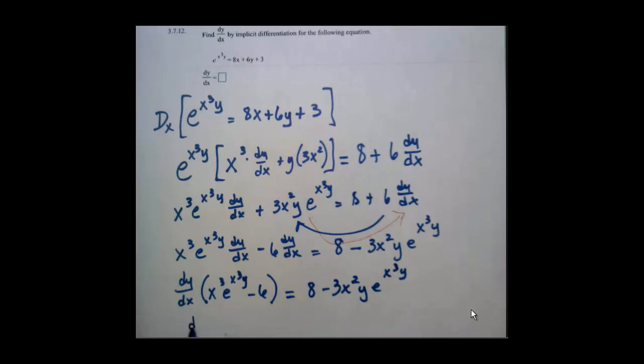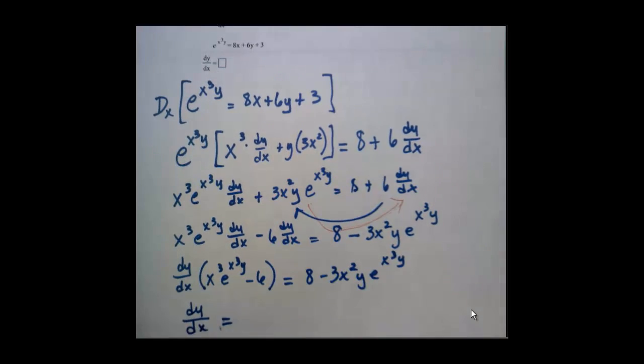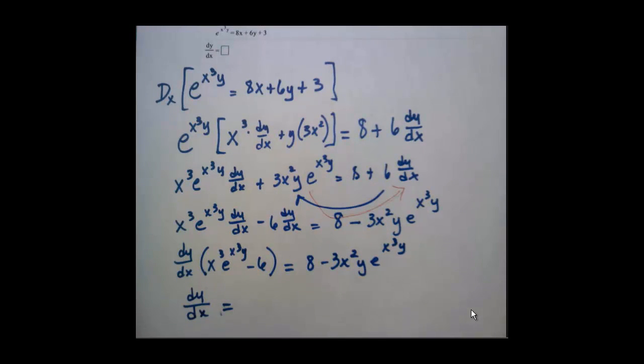And then divide both sides by the x cubed e to the x cubed y minus 6, and we'll get dy/dx is 8 minus 3x squared y e to the x cubed y divided by x cubed e to the x cubed y minus 6.